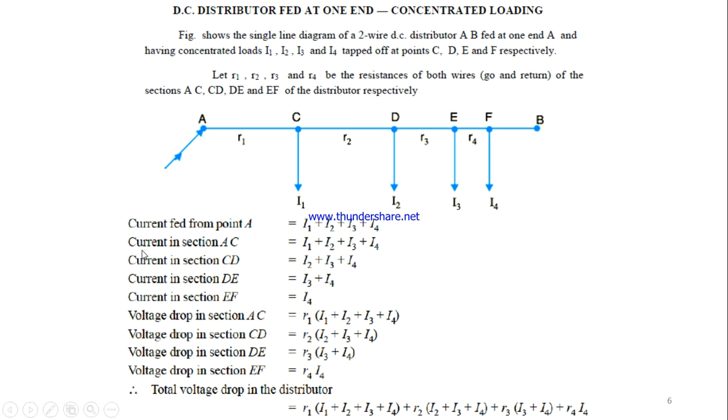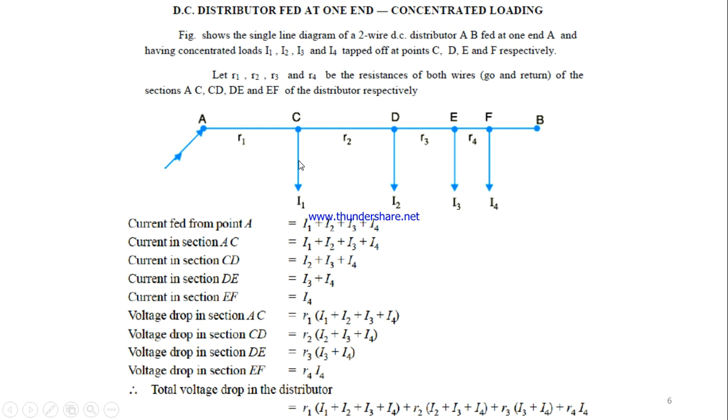The current from feed point A, since we have 4 tappings, is I1 plus I2 plus I3 plus I4. So the current in section AC will be the addition of all 4. Current in section CD will be the addition of the rest other than I1. And current in section DE is I3 plus I4, and in EF it is I4.